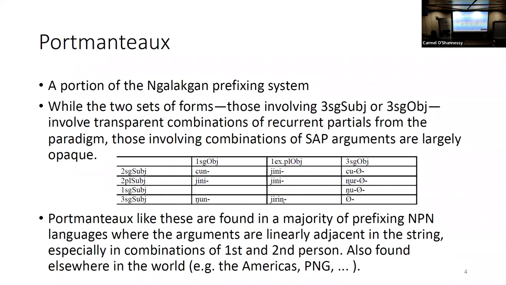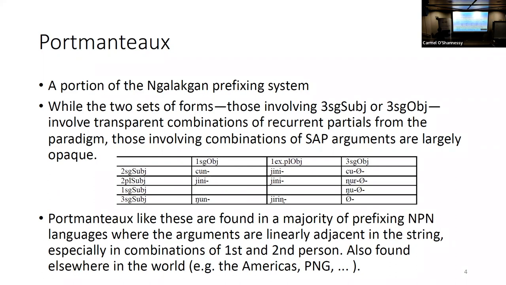It's completely predictable. But if you look at combinations of second person and first person arguments, like we have up here in this quadrant, you get prefixes that can't easily be divided into their component parts. And in particular, this form that marks second person singular subject with first singular object, even though it has a component of the second singular agent marker, it doesn't make any sense to have this N here at the end of it, which normally marks objects, and it certainly doesn't have that function in that form. And there's no obvious expression of the first person category in this prefix. So that's what I mean by a portmanteau prefix: something that can't easily be divided into its component parts.